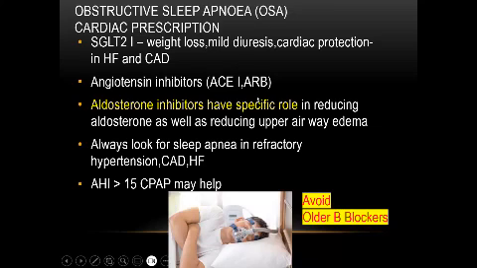Angiotensin inhibitors can be given, and aldosterone inhibitors have a specific role in OSA because they stop or decrease the aldosterone which is produced by OSA, and also they are going to reduce the edema in the upper airway. And always look for sleep apnea in a refractory angina, refractory heart failure, and refractory hypertension. So when apnea hypopnea index is more than 15, CPAP may help.